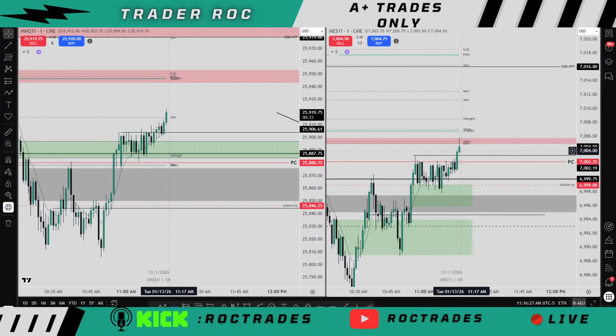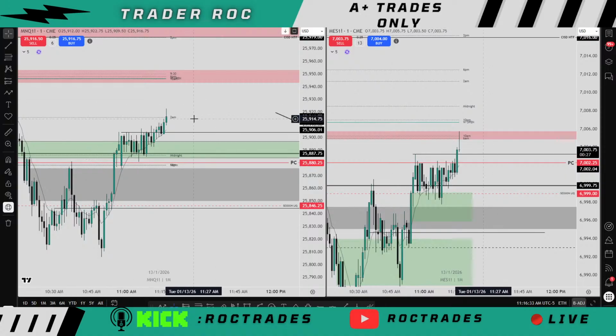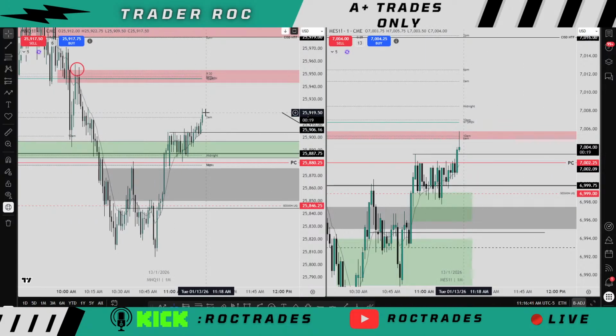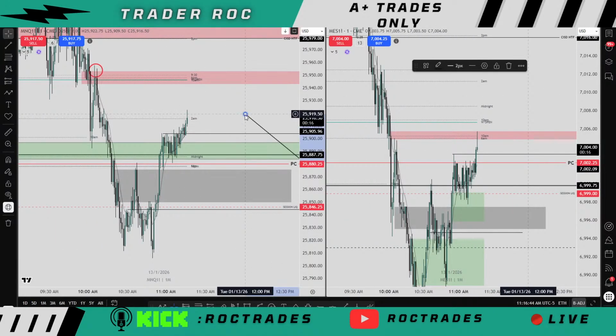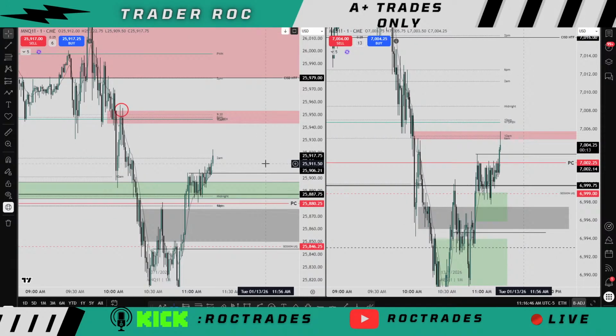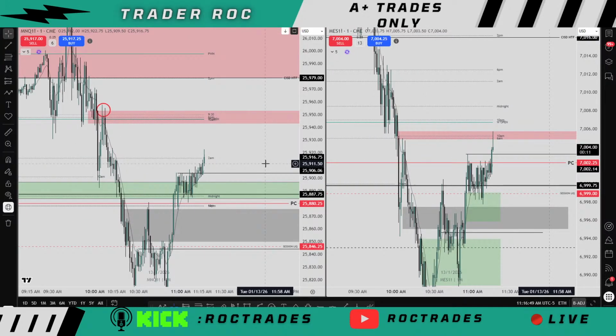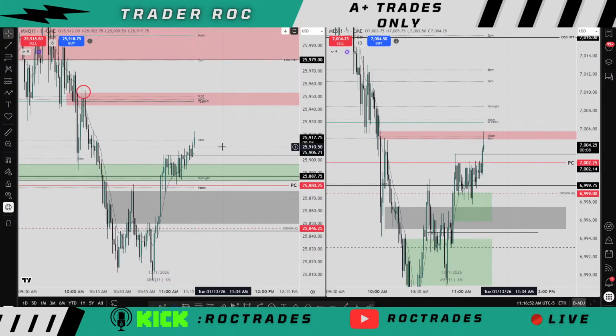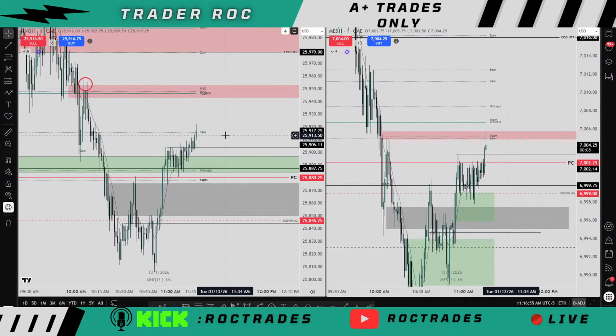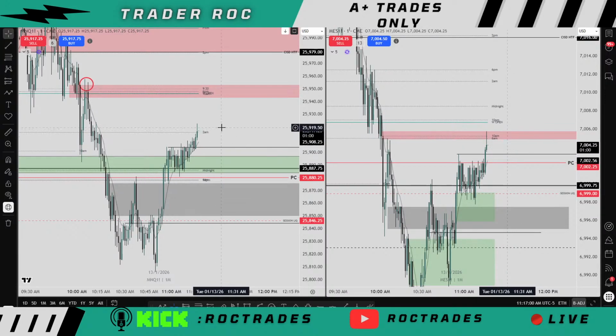There we go. I want to see price show some weakness right now. There we go. Nice rejection on the ES here. Excellent rejection. All right, yeah, now we can start looking for a trade. We get above here, I'm gonna look to start buying ES.